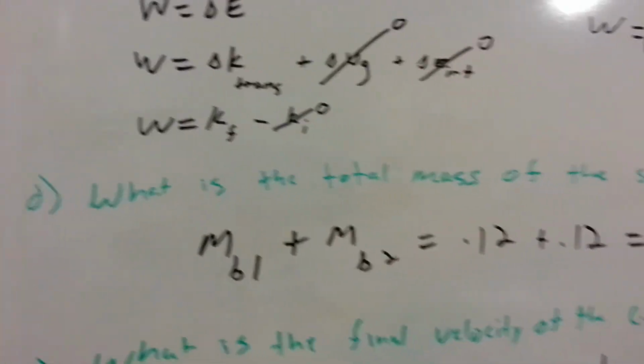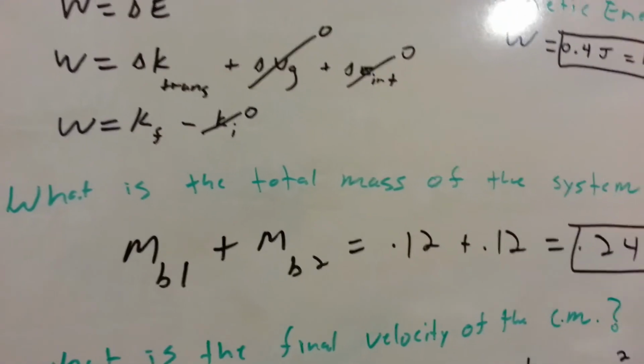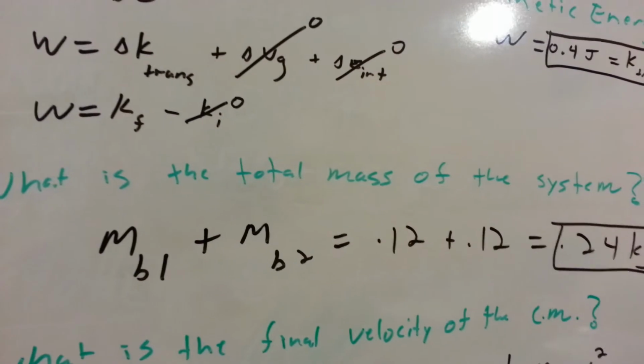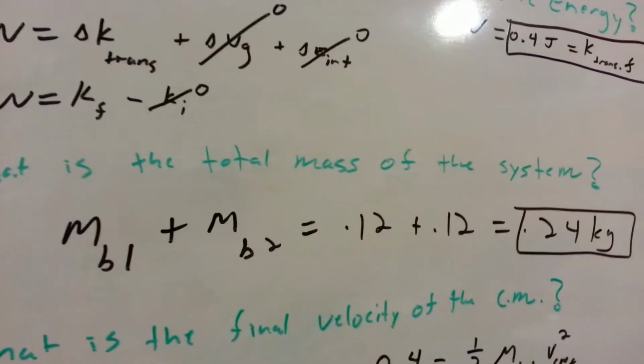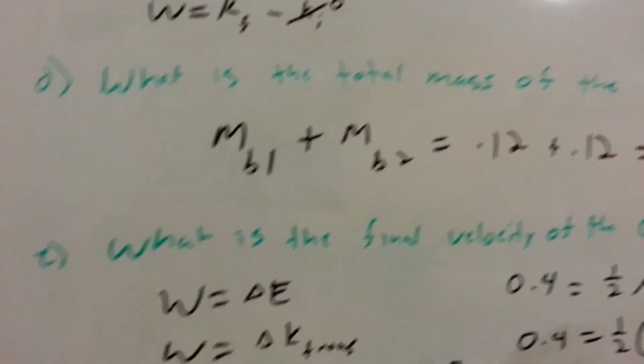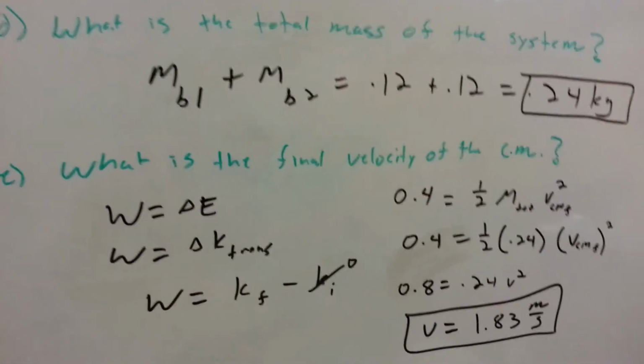Next, what is the total mass of the system? Well, that's simply using our given masses, m block 1 plus m block 2 equals 0.12 plus 0.12, which equals 0.24 kilograms. And our last question, what is the final velocity of the center of mass?